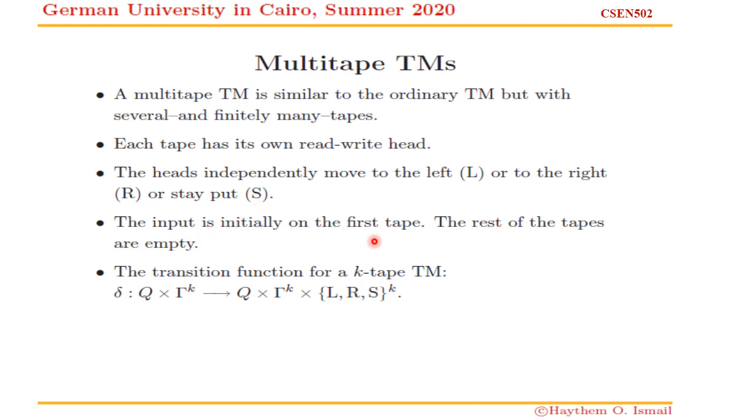The input is initially on the first tape. Think of it as the bottommost tape, for example, and the rest of the tapes are initially empty, and the heads are all pointing at the very first cell of their tapes.